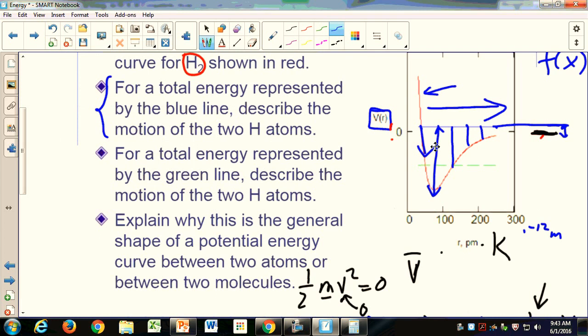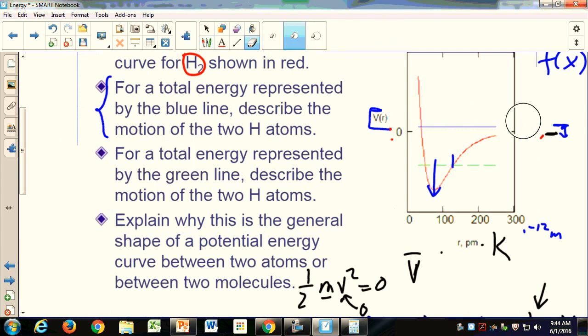Okay, now let's see what happens if, let's say, somehow while they were close by, over here at this distance, a third atom comes along and takes energy away from them. So the third atom collides with them, like let's say they're near a wall, for example. When that happens, a third atom carries energy away from them. So the total energy now drops to this green line right here. What's going to happen? Okay, let's see what happens then.